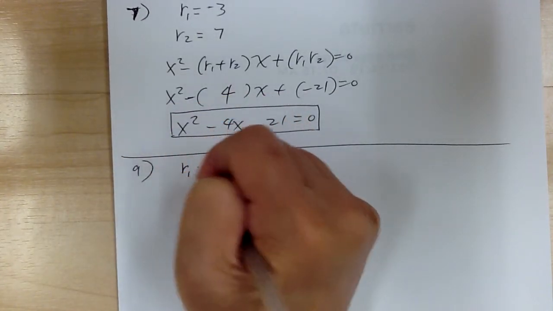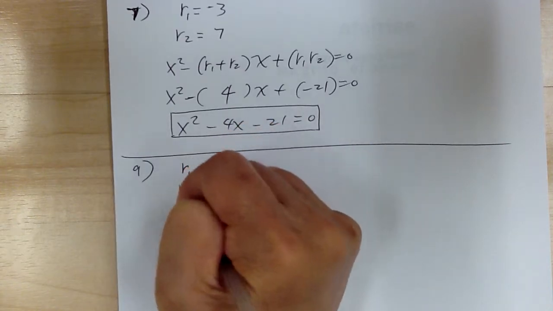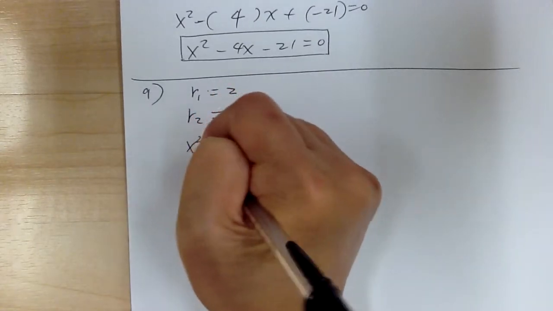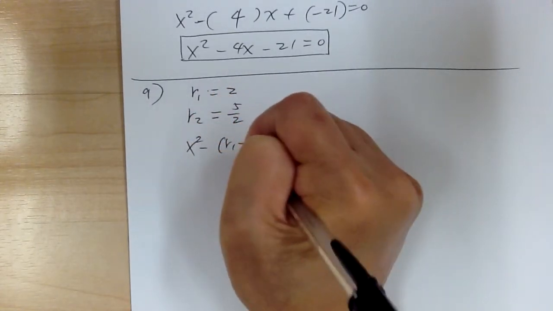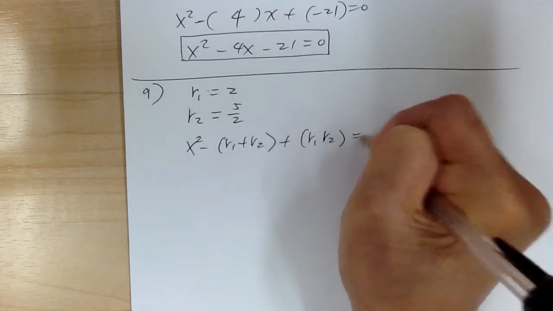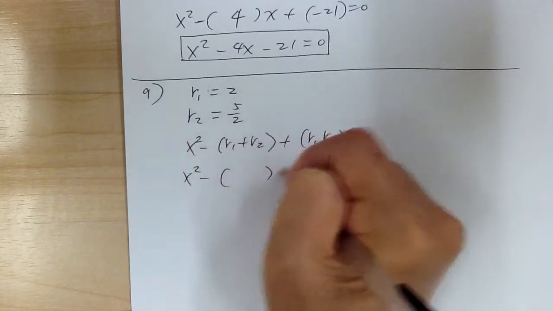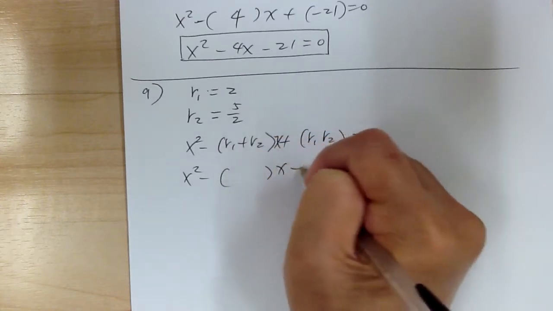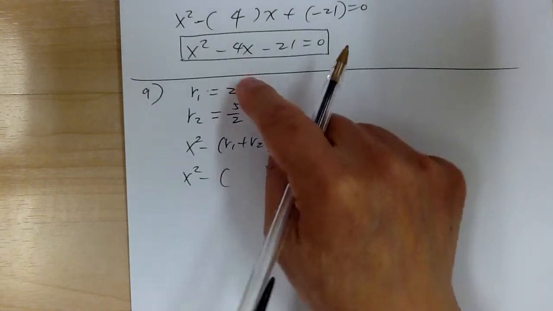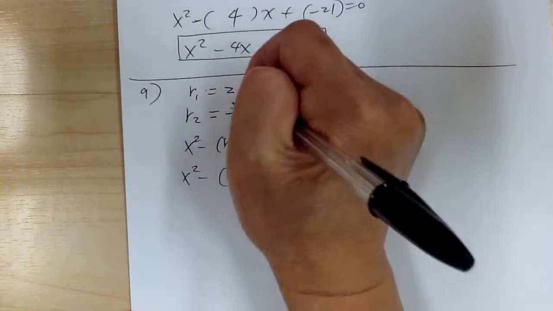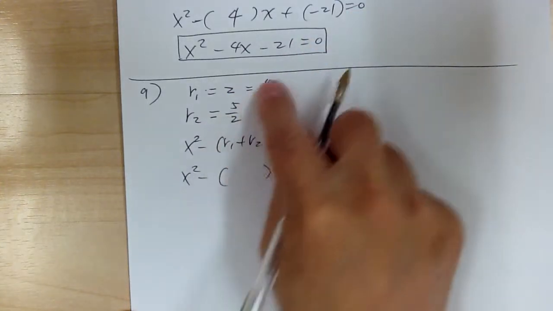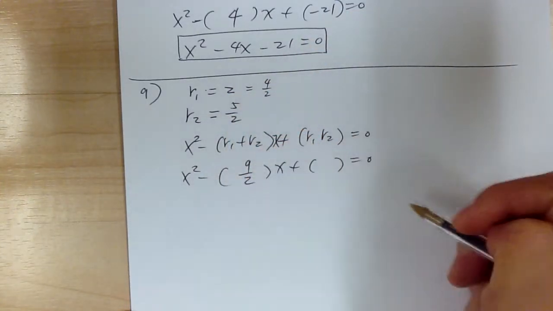Your r1 equal to 2, your r2 equal to 5 over 2. So write your root equation. It's x over here. Okay, so you can get your template ready. Now you're going to add this together. Okay, so you have to get a common denominator. So this is equal to 4 over 2. So when you add, you're going to get 9 over 2.